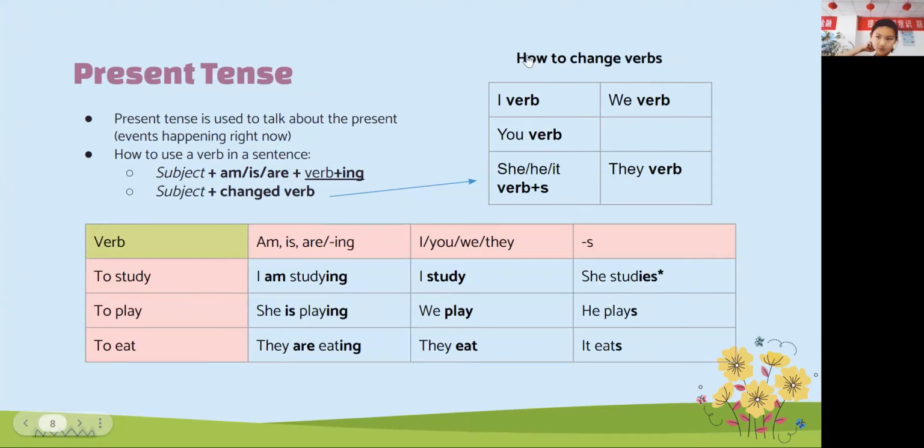Could you repeat that? Running. So, who is running?